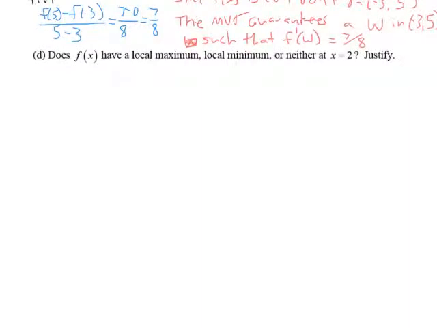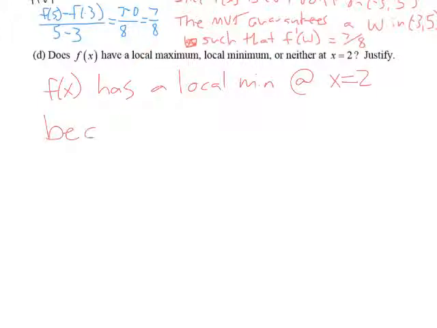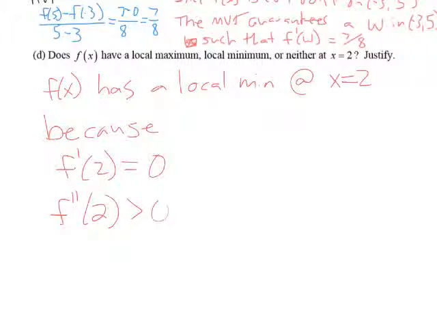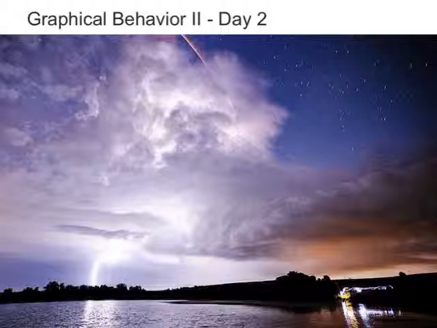We can justify that. So f of x has a local minimum at x equals 2 because the first derivative at 2 is equal to 0 and the second derivative at 2 is greater than 0. Therefore concave up. So there's our conclusion.